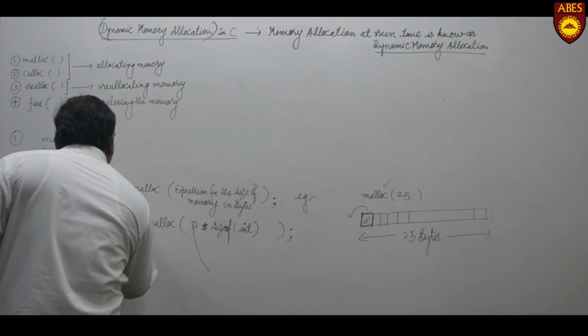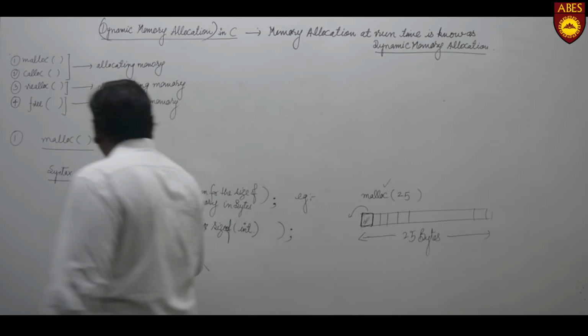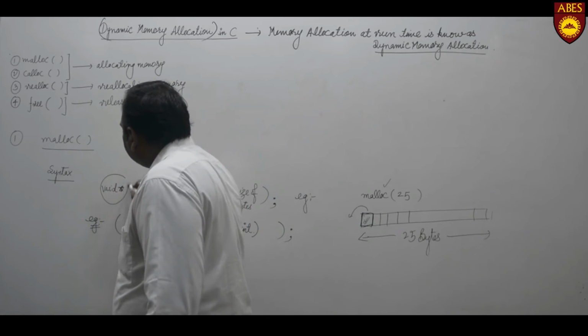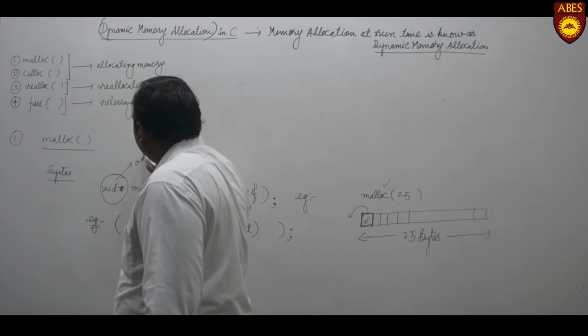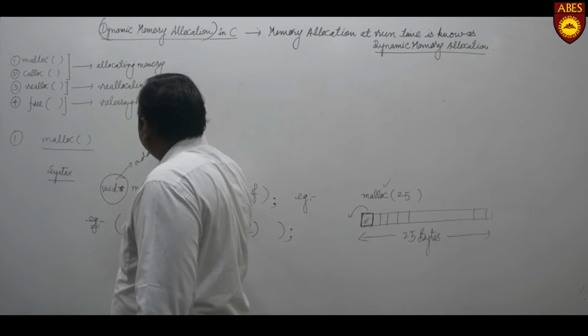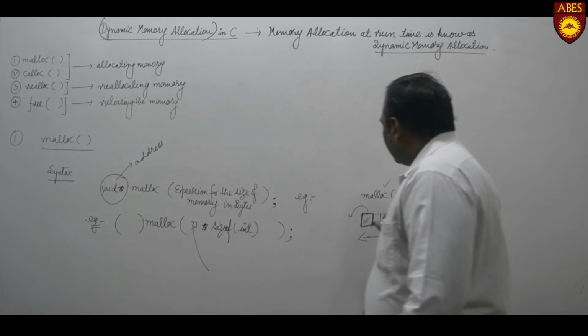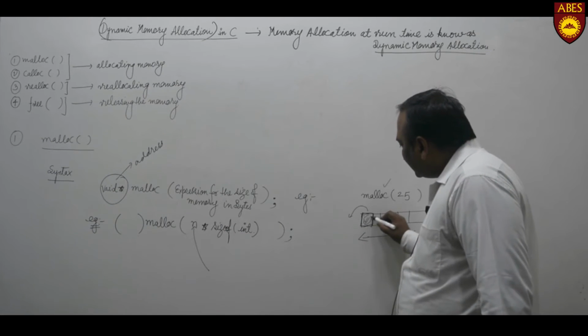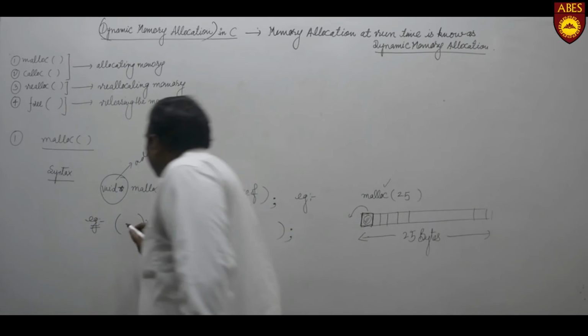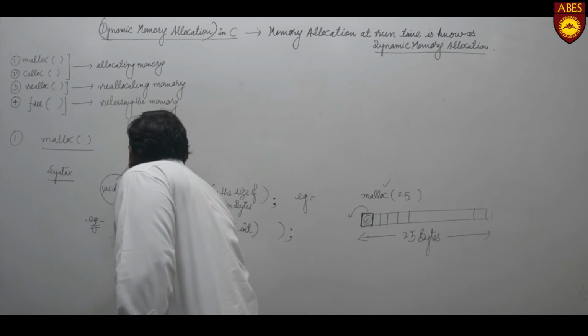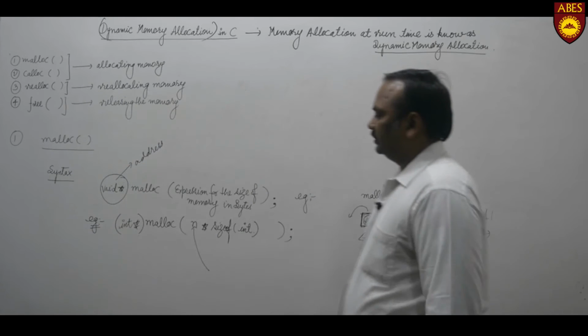And now we can use the cast operator to cast this address. Now we have decided that we are going to store integers here, so we are free to cast it like an integer pointer.